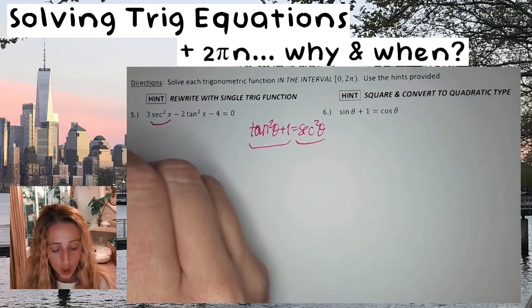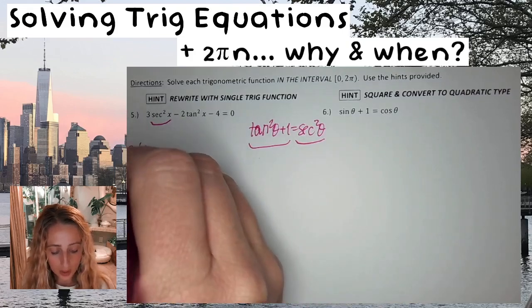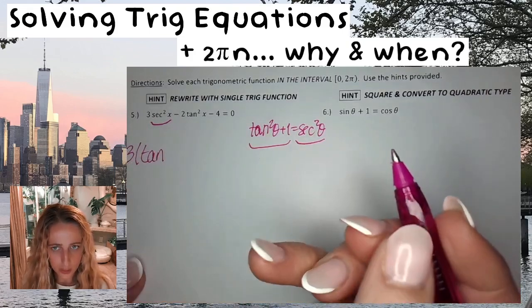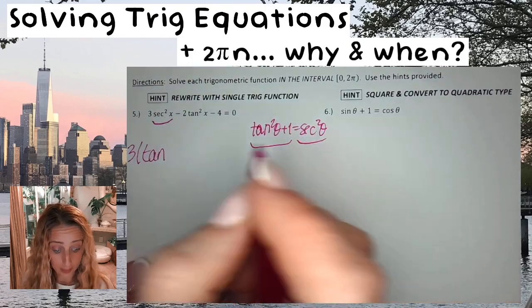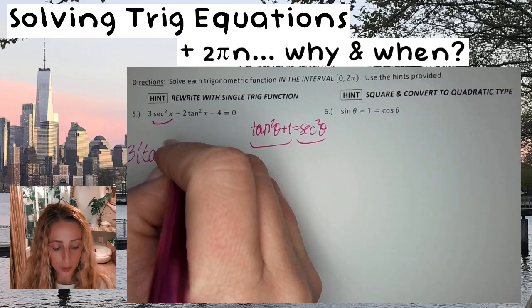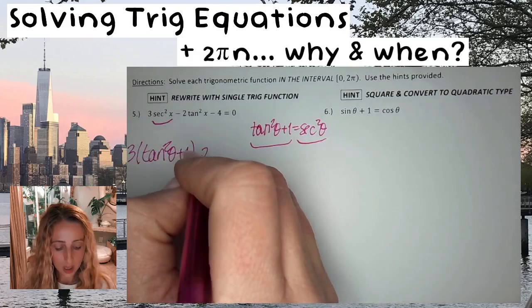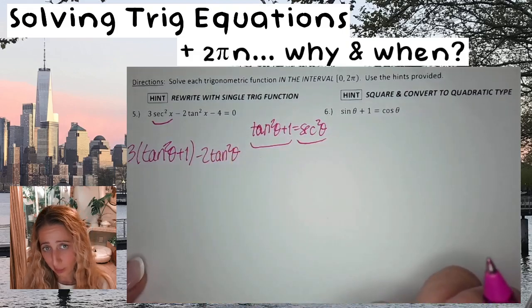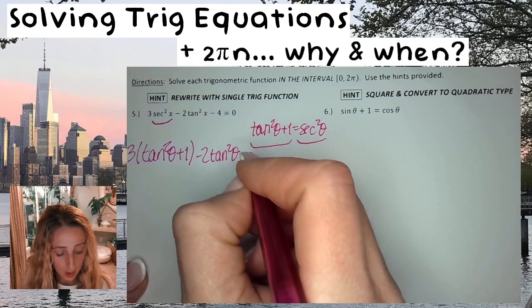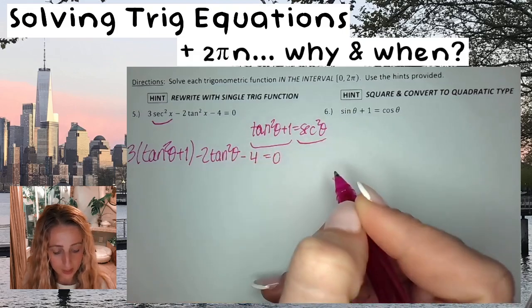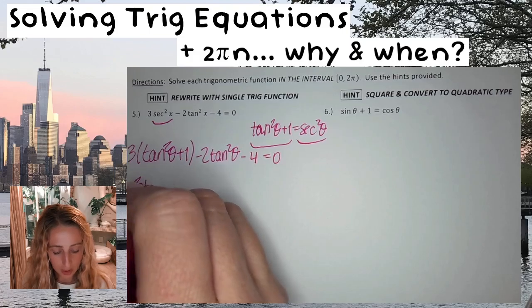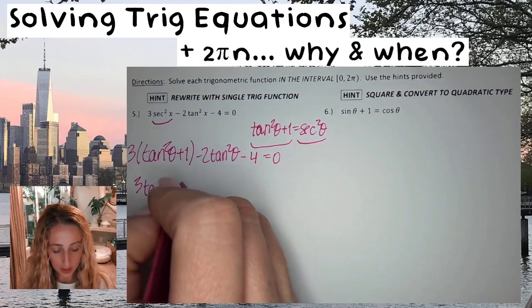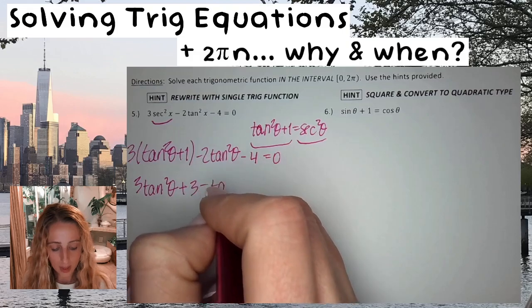Okay? So I'm going to sub in. I'm going to get 3 quantity of. Stop being a weirdo and not using parentheses. I don't know what that's all about. 3 times tan squared theta plus 1 in parentheses minus 2 tan squared theta. I switched it to theta. It's x. It's the same thing. Minus 4 is 0. I'm going to distribute that 3. 3 tan squared theta plus 3 minus 2 tan squared theta.